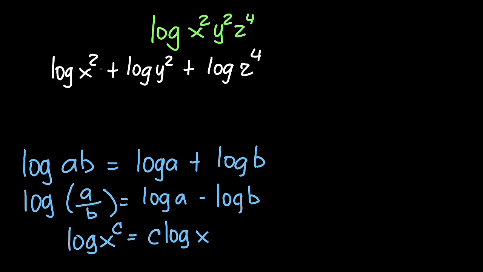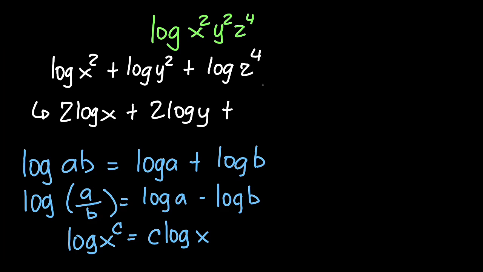And so, since we have an exponent right here, the final answer would be, for this property, log x to the power of c, you can put down the exponent. So this would be 2 log of x plus 2 log of y plus, since this is 4, 4 log of z.